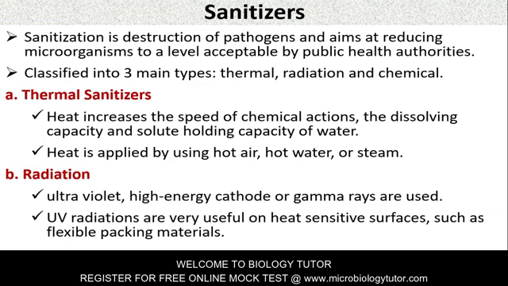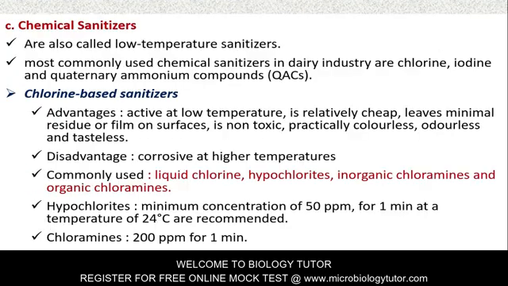Next, the radiation. Ultraviolet, high energy cathode or gamma rays are used. UV radiations are very useful on heat sensitive surfaces such as flexible packing materials. Chemical sanitizers. They are also called low temperature sanitizers. Most commonly used chemical sanitizers in dairy industry are chlorine, iodine and quaternary ammonium compounds.